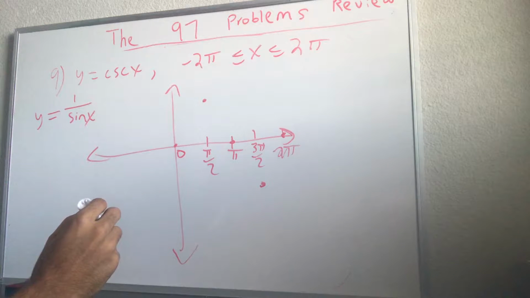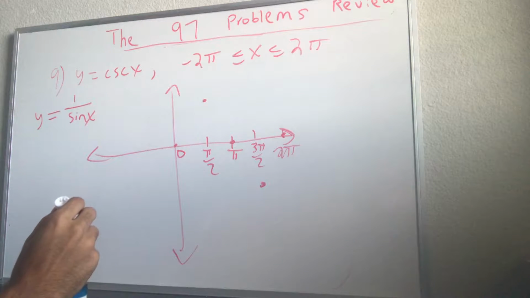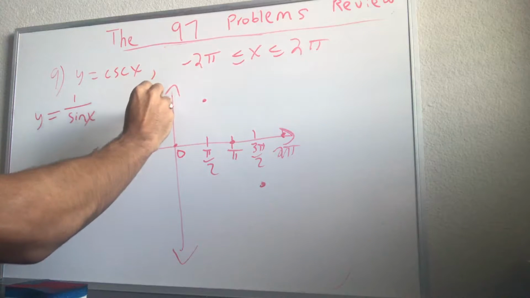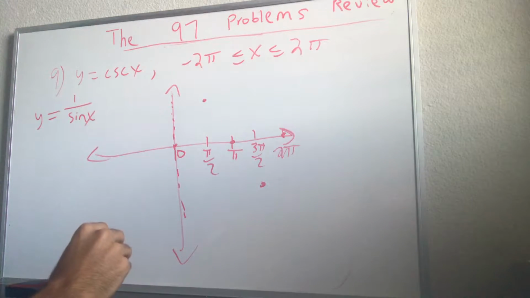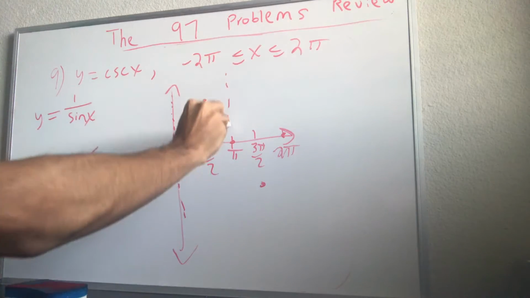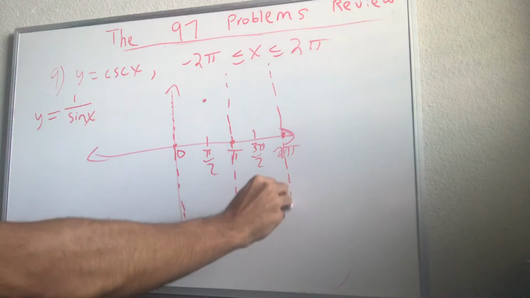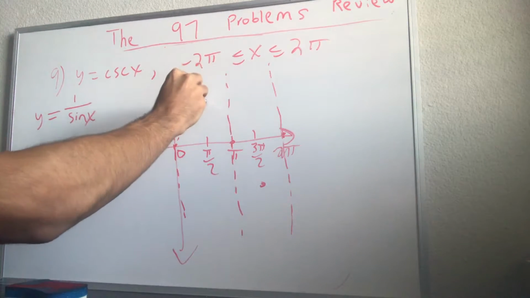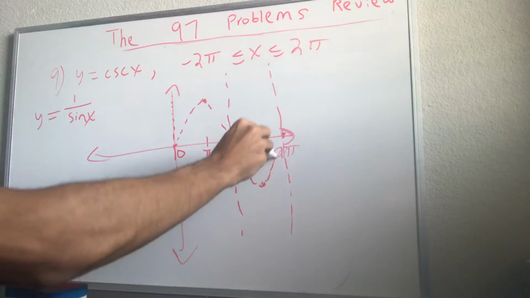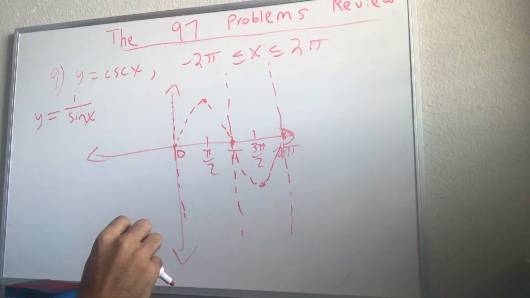And clearly those points won't be a part of our domain, right? Those points will be excluded from our domain. So let's just do that. So we make an asymptote here. We have an asymptote at this point over here at pi, right? We have one at 2 pi, right? You can still just graph this, right?